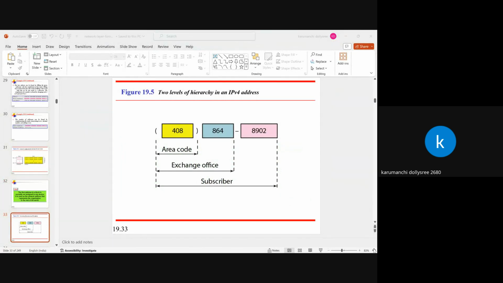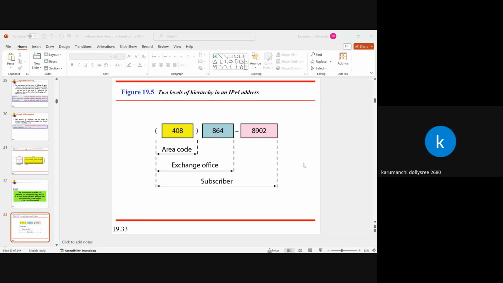If you see here, we will have a two level hierarchy, right? If you see all the fields present in the diagram, you can see the area code, yes or no, and you can see the exchange office, and you can see the subscriber here. What will all this represent? If you take a network address, it has a subnet, right? Now you are seeing a figure, right? That is a hierarchy in a telephone network.